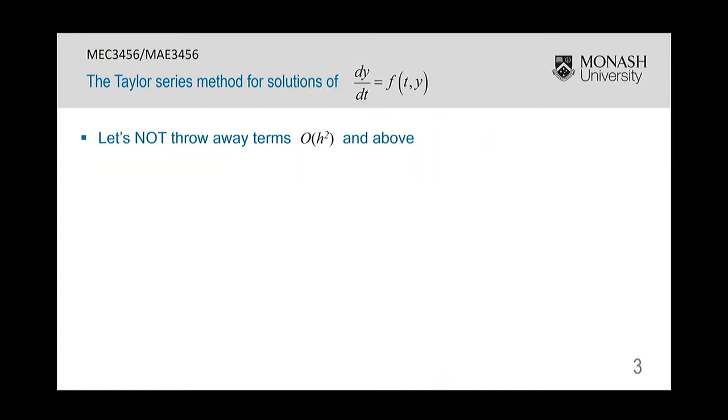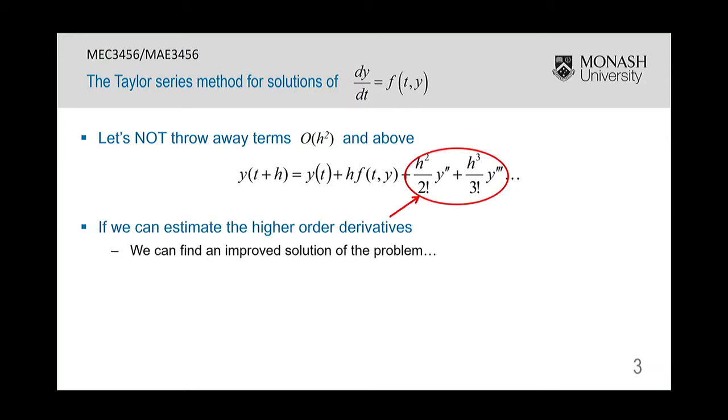But let's not throw away those terms that are order h squared and above. Let's just keep a couple of them in for the time being. So that's our Taylor series expansion for y of t plus h. If we can estimate what these higher order derivatives are equal to, then we can find an improved solution to our ordinary differential equation.